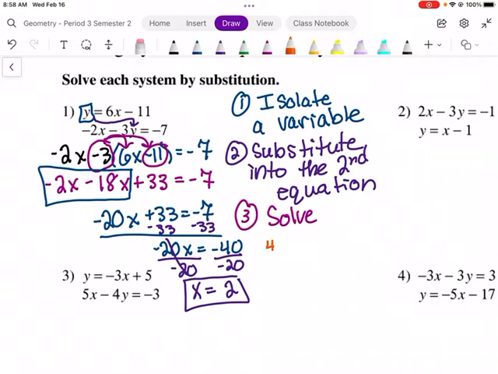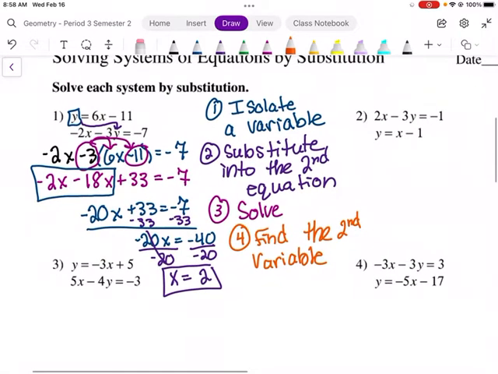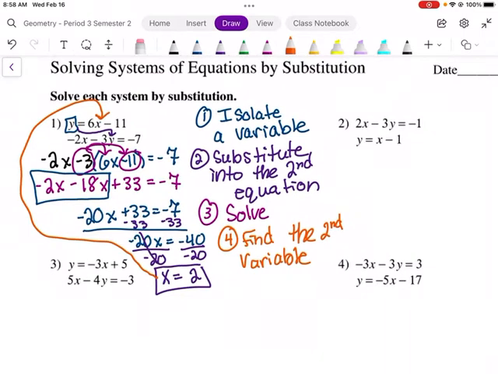Now that was just us solving. Then the fourth step, you are going to find the other variable value, or the second variable. So now that we know x equals 2, we are going to take that and we're going to plug it back into our first equation to figure out what y equals. So we're going to have y equals 6 times 2 minus 11. And that's going to tell us that y equals 1. And that's our answer.